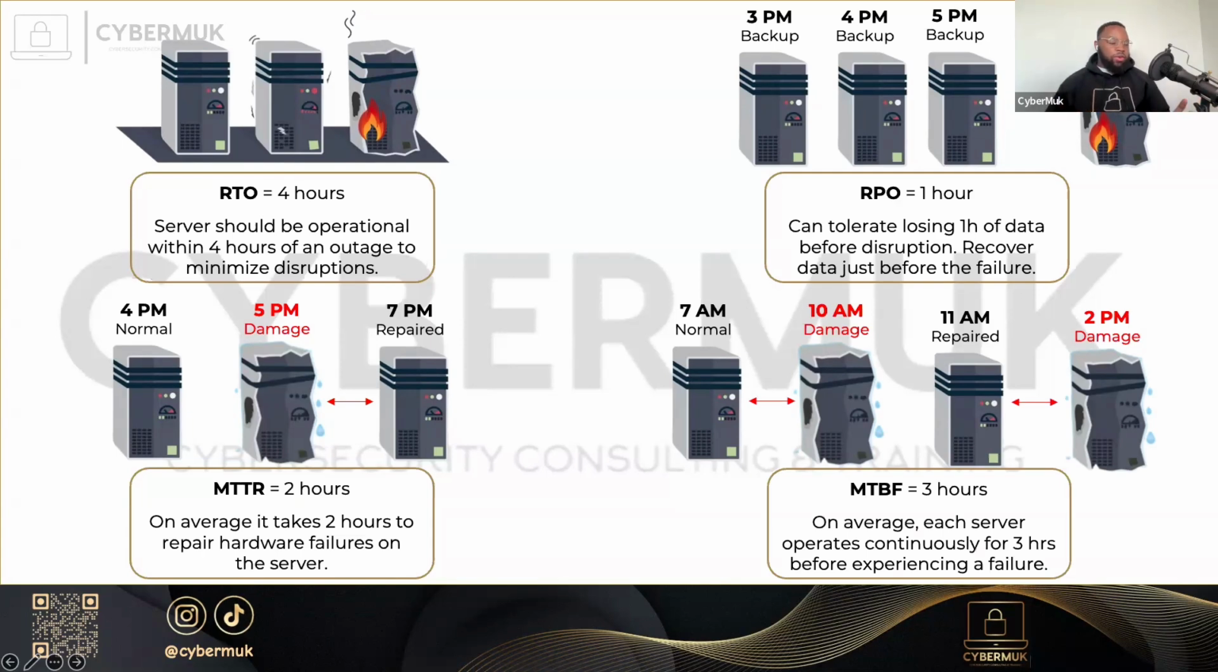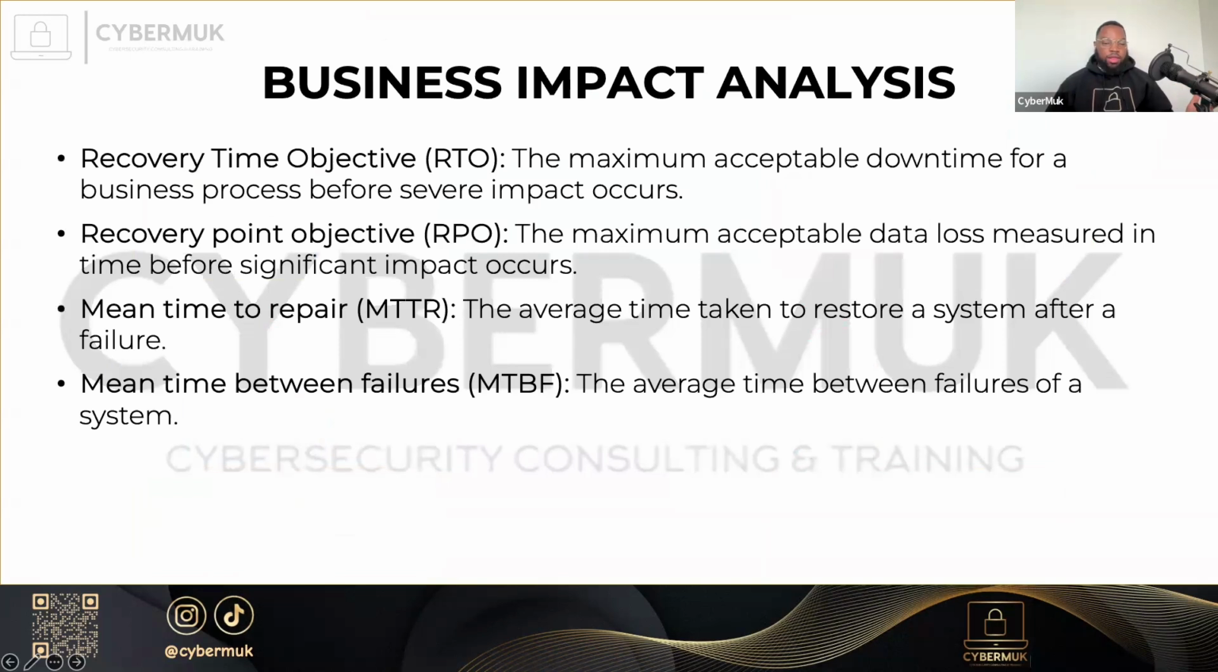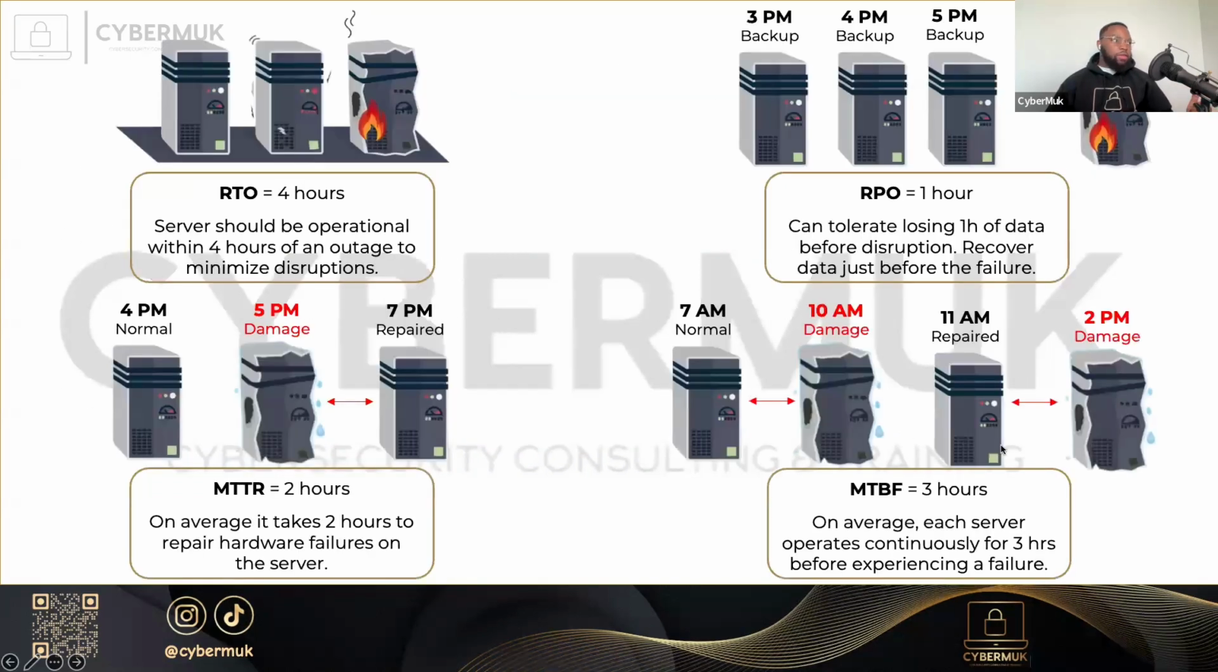So these are a few acronyms that you need to know. Recovery time objective, recovery point objective, mean time to repair, mean time between failures. The first one, the server should be operational within the maximum of X number of hours. Second one, the organization can tolerate, or the server can tolerate, a loss of maximum X amount of time. Mean time to repair, if it's damaged, it will generally or on average take X amount of time to repair that damage. Mean time between failures, it takes on average X amount of time for the system to work normally before you experience a failure.